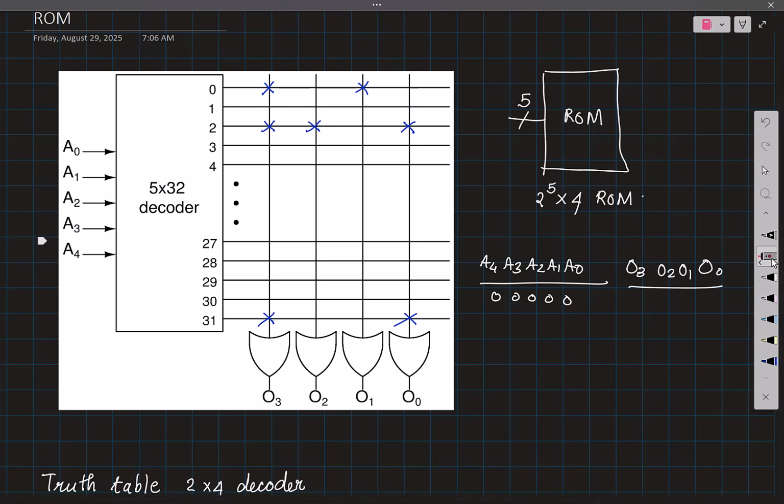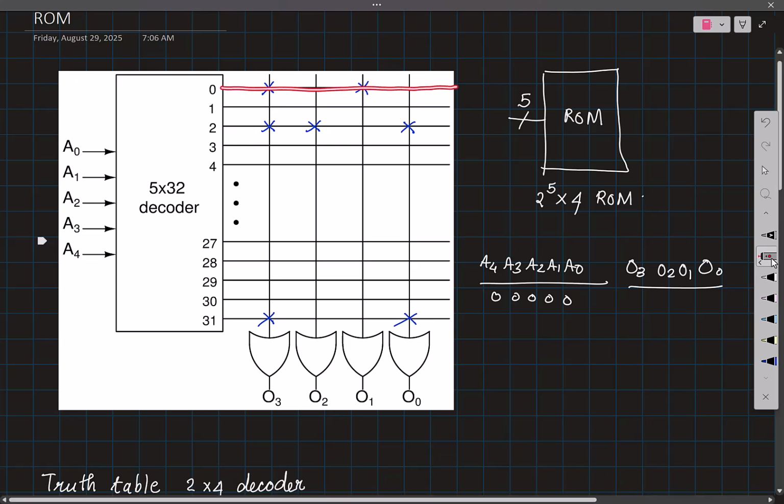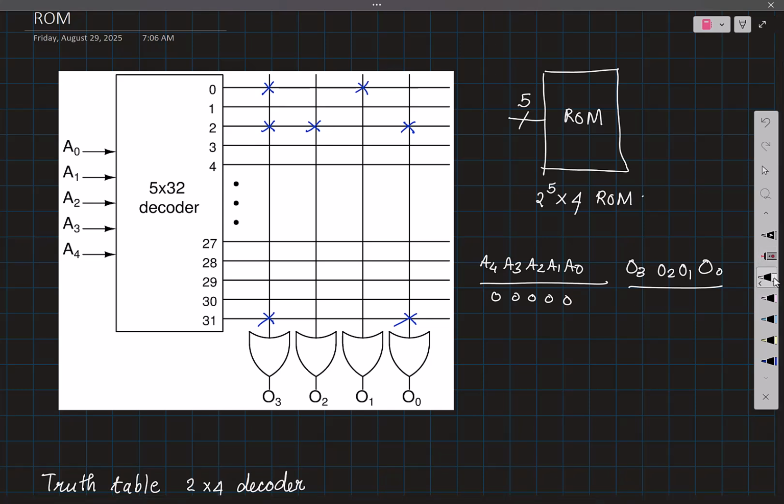Now, if the decoder output corresponding to this line is 1, what is the value for O3? 1, because it is shorted. Right? What is O2? 0. What is O1? 1. What is O0? 0. Right? So you will have 1, 0, 1, 0.